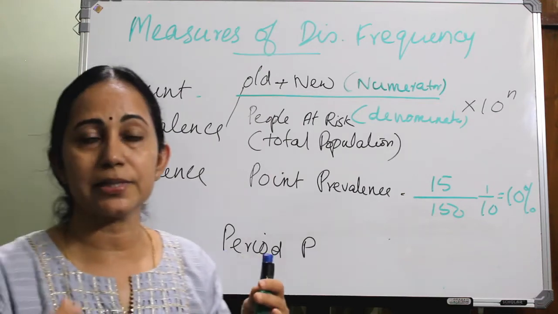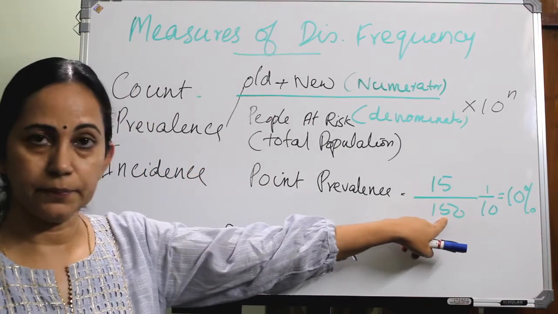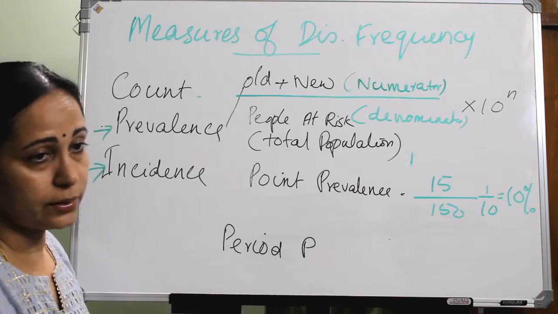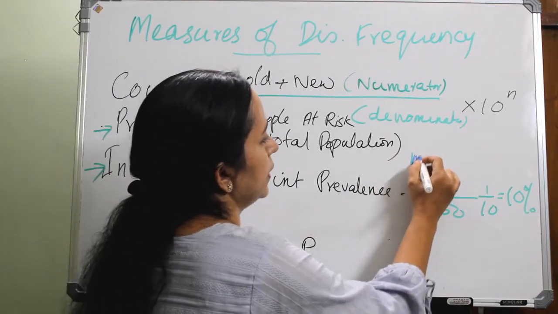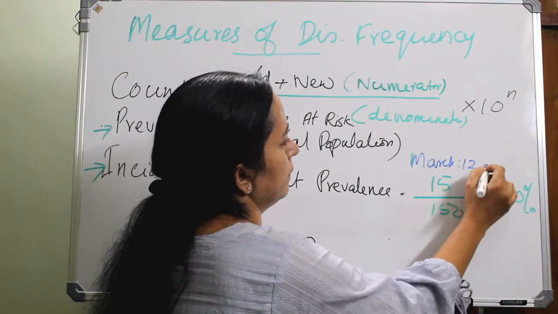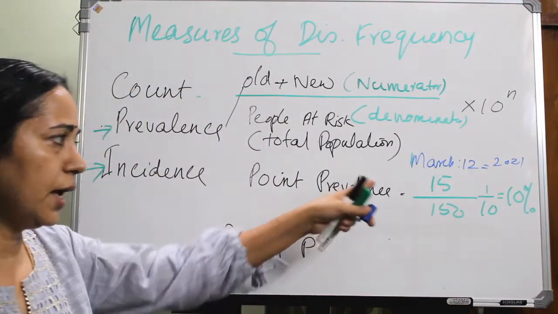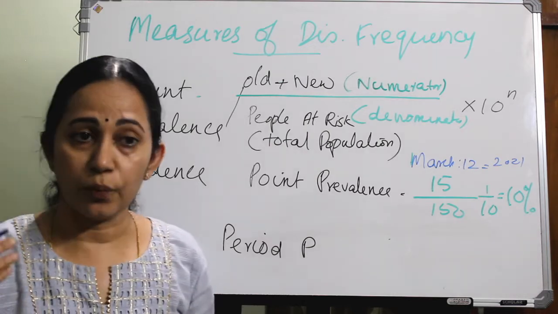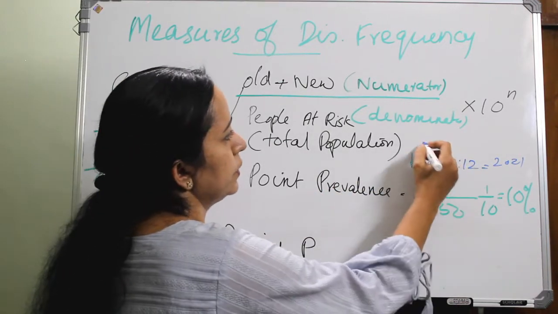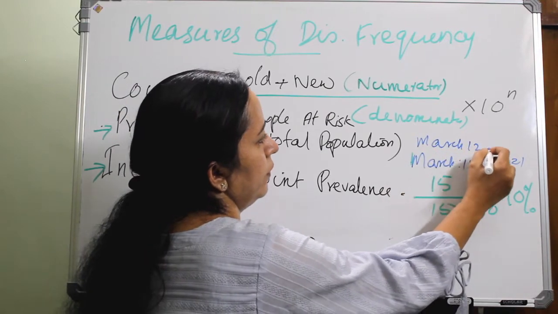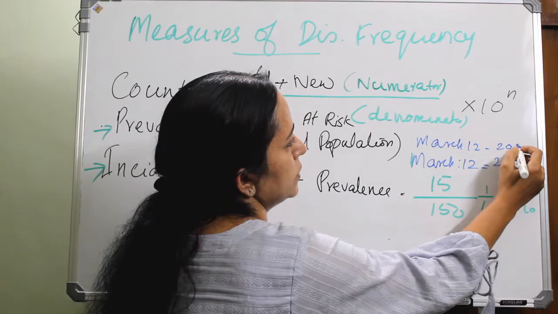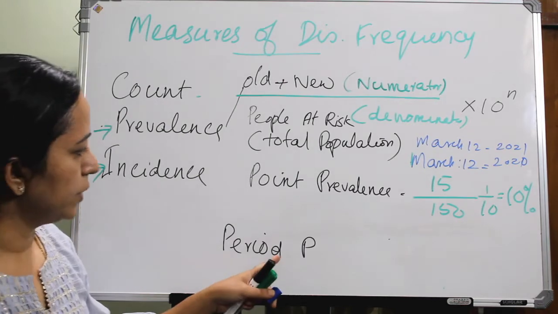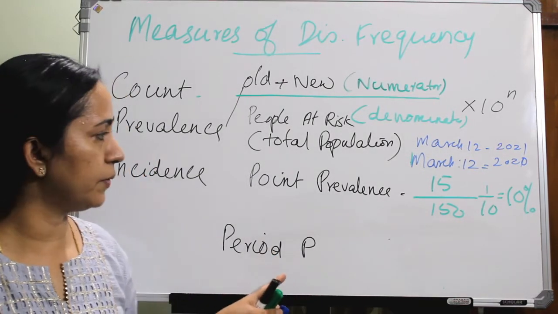Period prevalence is the prevalence over a period of time. In the same example, this was done on March 12th, 2020, and the school authority extended the medical checkup for 1 year, from March 12, 2020 to March 12, 2021. So, a 1 year period. So how will we calculate the period prevalence?